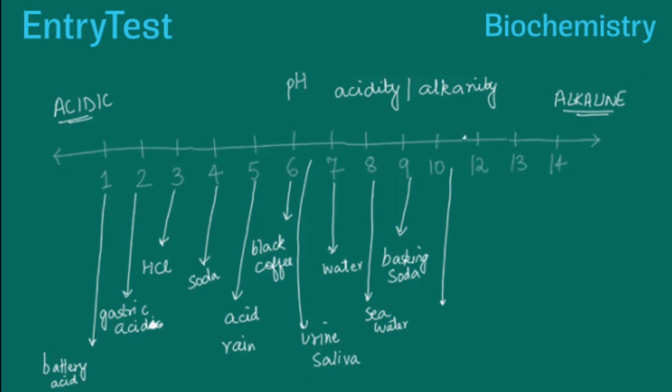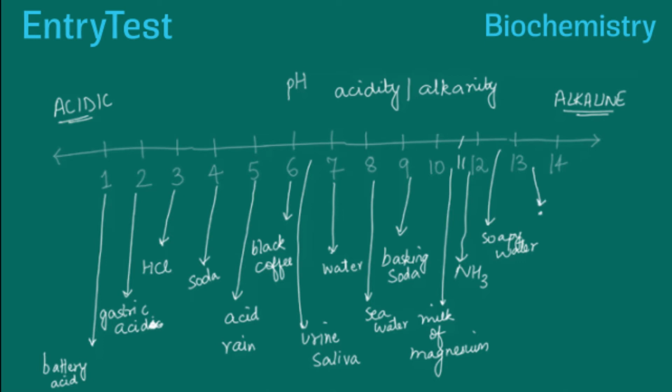So I've missed 11 over here. Let me write that down, which is milk of magnesium. And between 11 and 12 lies ammonia, which is NH3, a pungent gas. Between 12 to 13 is soapy water, closer to 12. And 13 would be bleach. And finally, the most alkaline is a drain cleaner.